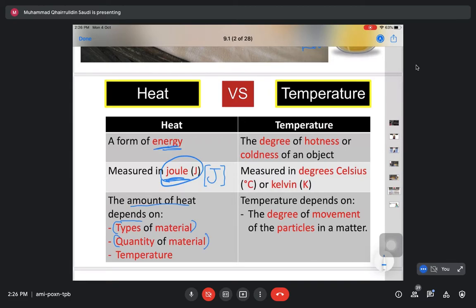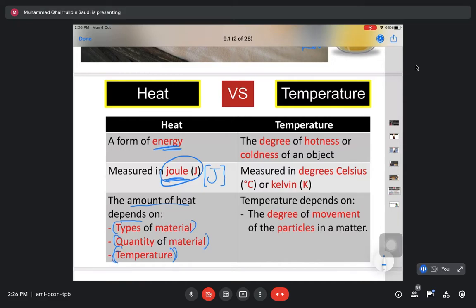If the material is banyak ataupun sedikit. Okay, depends on the material tersebut. Mungkin dia boleh simpan heat lebih banyak, mungkin dia boleh simpan heat yang lebih sedikit. And also depends on the temperature.